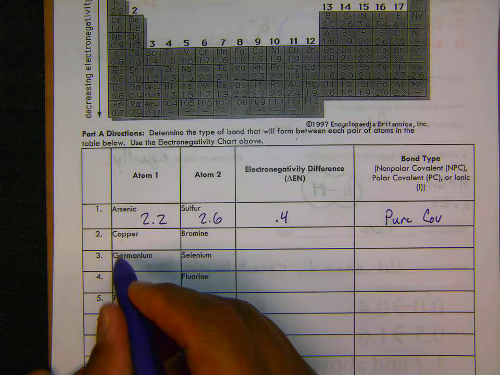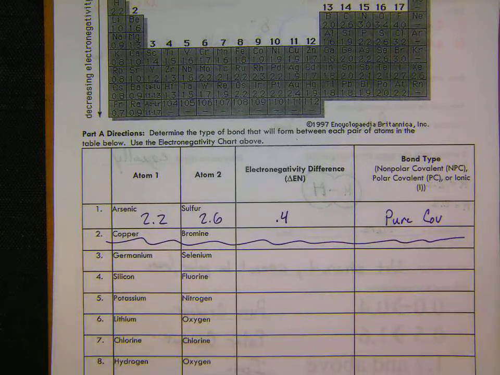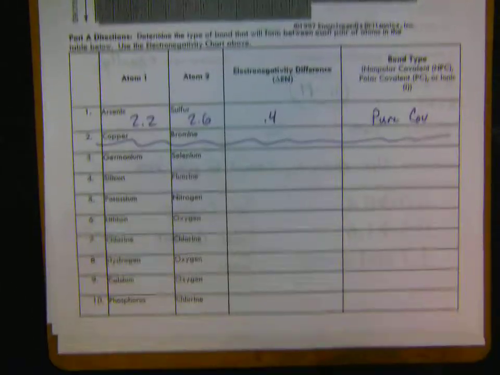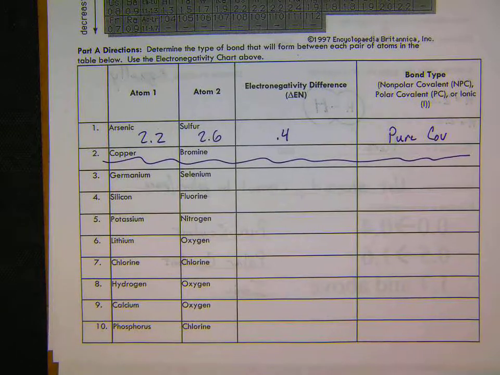Okay? All right. We're going to skip number 2. That's not really for our purposes. All right. So why don't you go ahead and do the rest of them, 3 through 10.